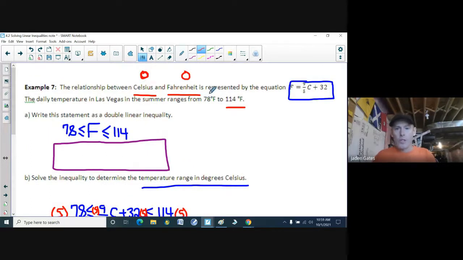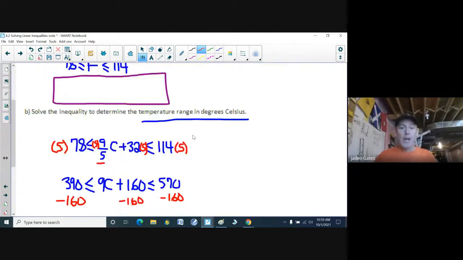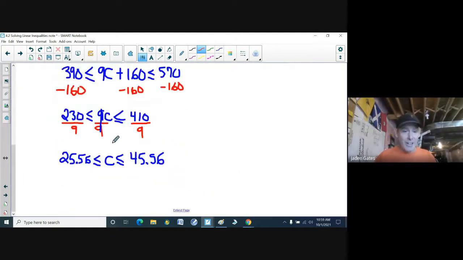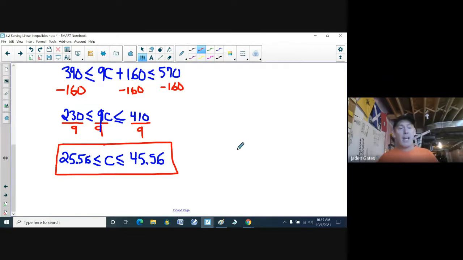So what that's saying is, we just solved that inequality, is that in Vegas, if you're the Americans talking about Fahrenheit, the average Vegas summer temperature goes from 78 to 114 degrees Fahrenheit. But if we're talking about in Canada, and again, I believe these values are true, I did the research here, the average summer temperature is between 25.56 degrees Celsius and 45.56 degrees Celsius. So that is very hot.